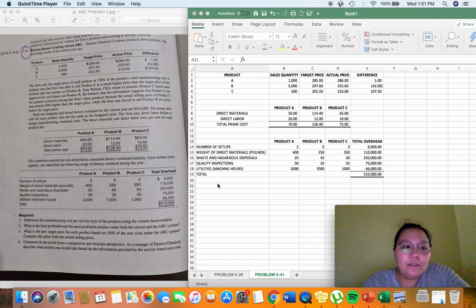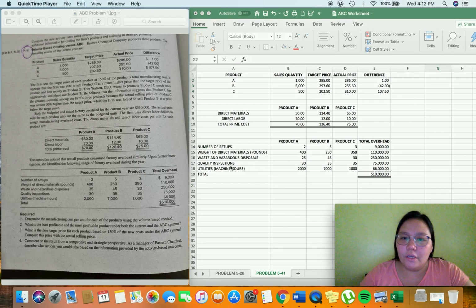So the requirements of the problem are: number 1, to determine the manufacturing cost per unit for each of the products using the volume-based method. Number 2, what is the least profitable and the most profitable product under the current and the ABC system? And then, what is the new target price for each product based on 150% of the new cost under the ABC system? Compare this price with the actual selling price. And then, we also have to comment on the result from a competitive and strategic perspective.